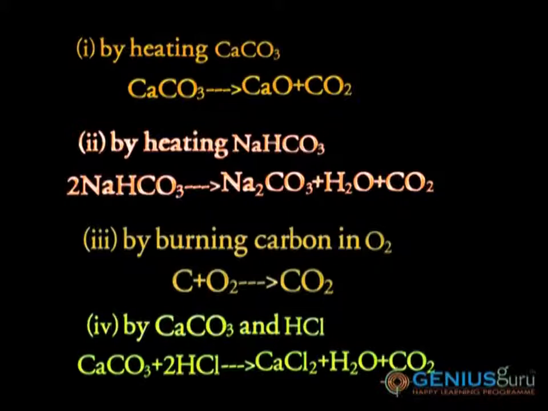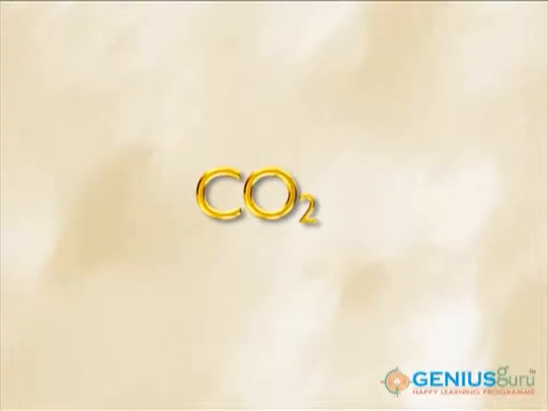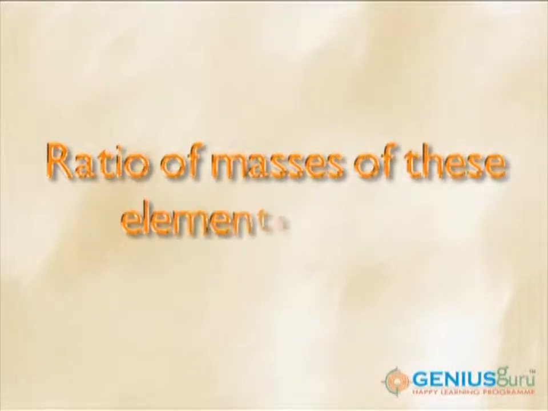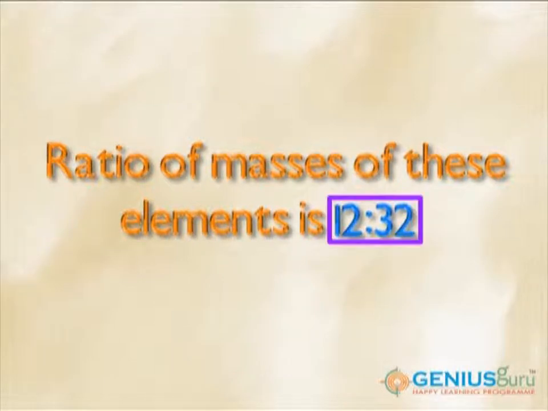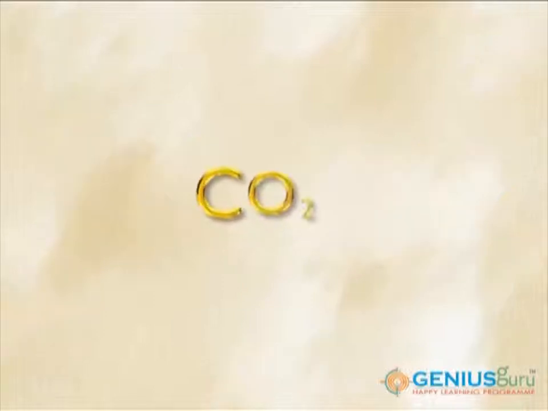If you obtain the ratio of mass between the elements, what are the elements in carbon dioxide? One is carbon and the other one is oxygen. So if you obtain the ratio between the masses of these elements, in these 4 methods, we obtain 12:32 as the mass ratio of this carbon dioxide.